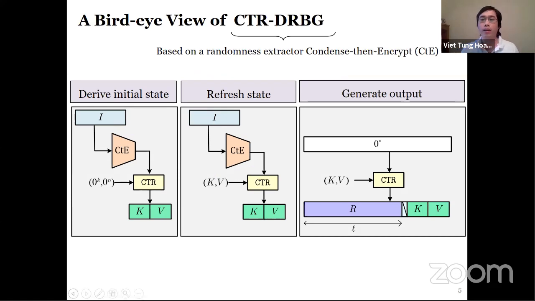So now let me show you a bird's eye view of counter-DRBG. It is based on a randomness extractor that we call CTE, or condense-then-encrypt. Underneath the counter-DRBG, there is a state KV, which consists of a block cipher key K and an IV V. Counter-DRBG consists of 3 algorithms: one to derive the initial value of the state, another to refresh the state if you have new random inputs, and yet another one to generate the outputs.